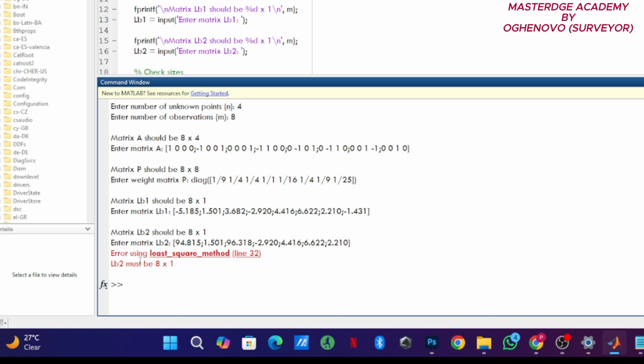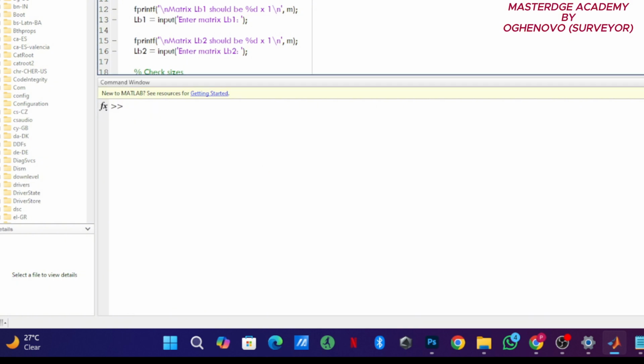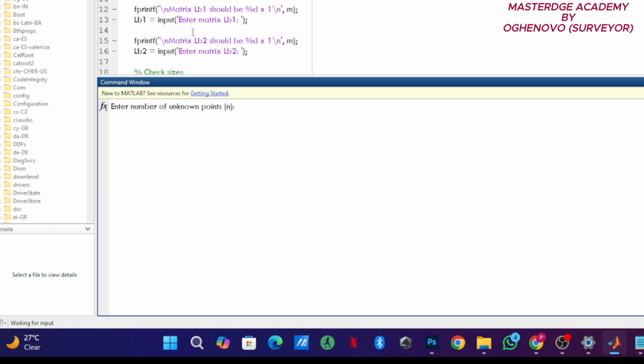Now it's telling you there's an error in LB2 because LB2 must be an 8 by 1 matrix, not a 7 by 1 matrix. You understand? So what you do again is to rerun the code. For me, I clear first and I rerun the code. So you can see where those checks come in. If there's a mistake in your work, it will not run. It will give you an error and tell you it's supposed to be like this.